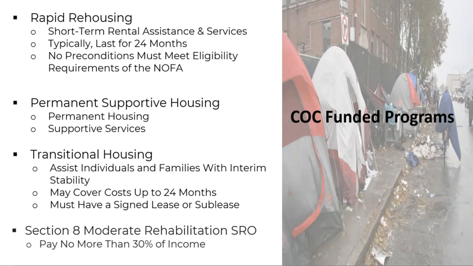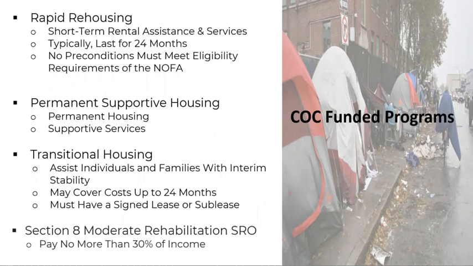Transitional housing is designed to provide homeless individuals and families with interim stability and support to move to and maintain permanent housing successfully. Transitional housing may cover the cost of up to 24 months of housing with supportive services. With this particular program, participants must have a lease, sublease, or occupancy agreement when residing in transitional housing.